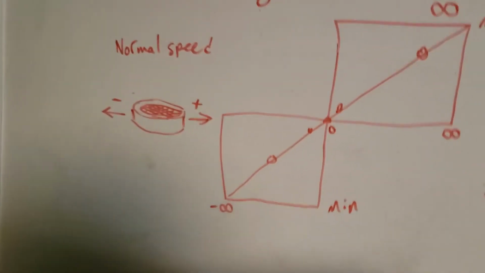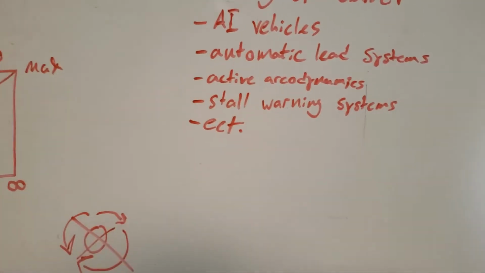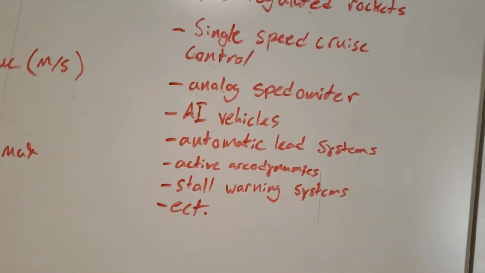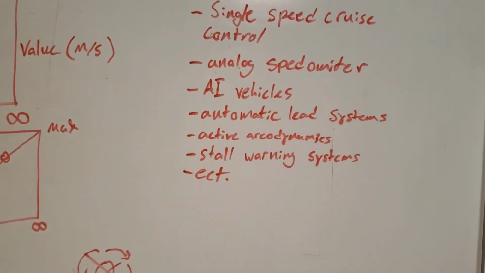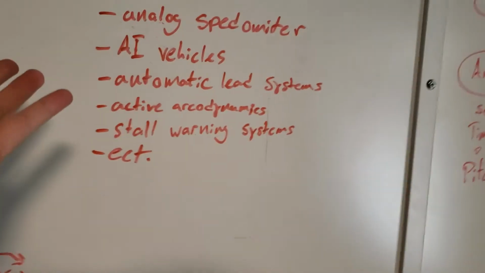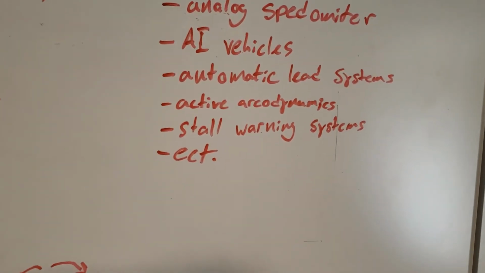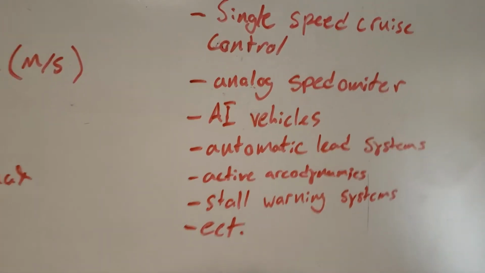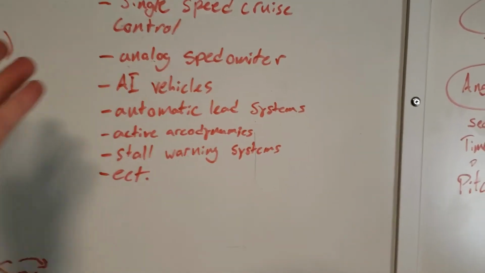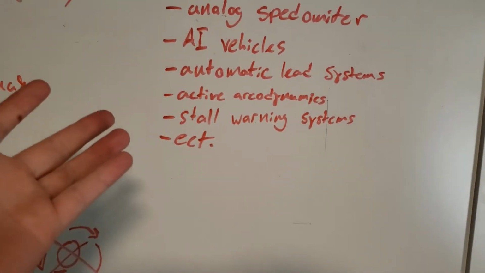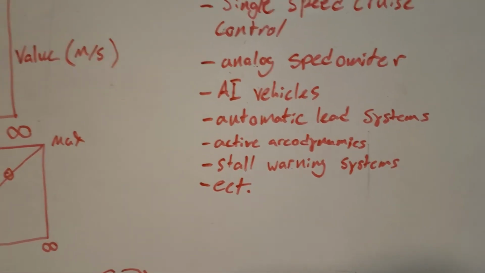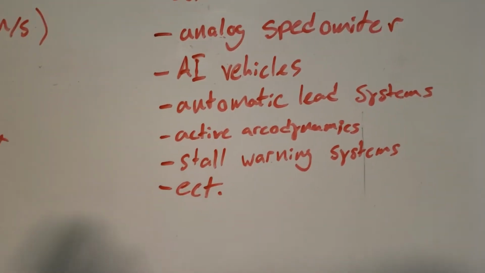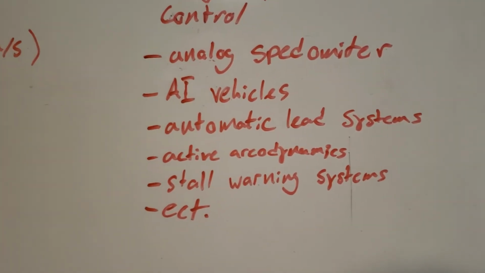Some uses, as I already said, stall warning system. So if your plane stalls and it's bad when it stalls and it can't recover very well, you might want a warning light for that. Active aerodynamics, this can be for cars or planes or anything that needs a certain bit of oomph aerodynamically when it's at a certain speed. AI vehicles to help regulate their speed. Automatic lead systems, you do need to take into account your speed, not just where the target is. I don't know if anyone's actually made a good one yet, but that's a potential use.